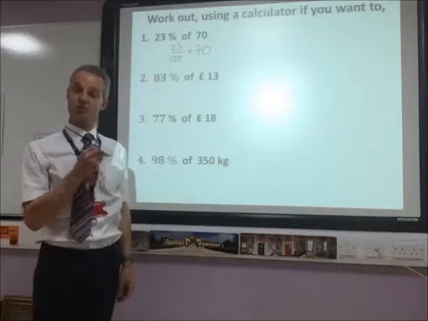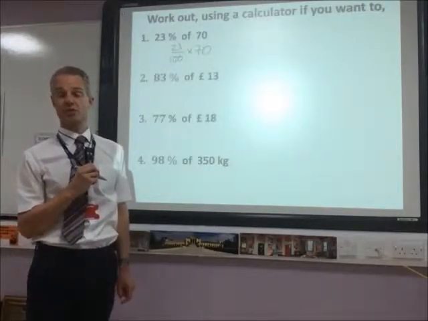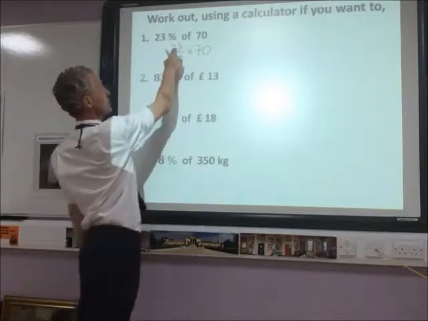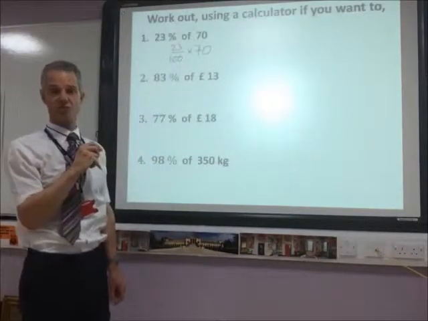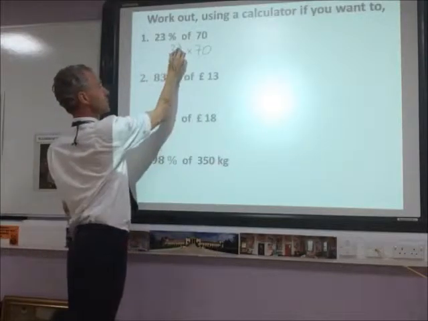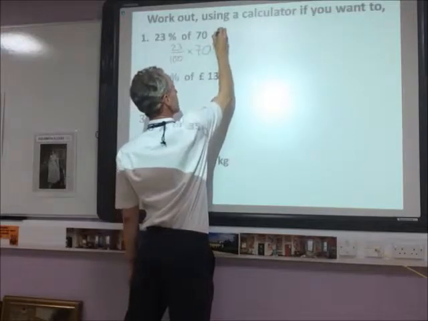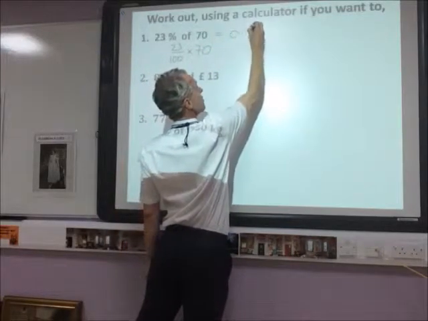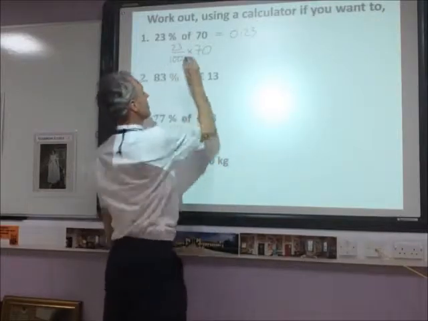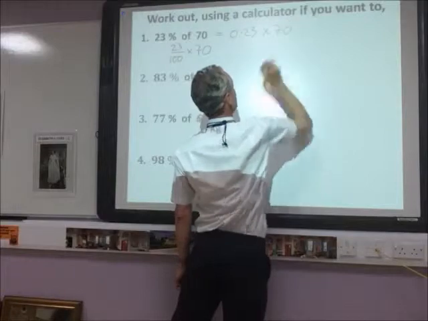The other way of doing it, which is the one I'm going to use for all of these, is to change the 23% into a decimal instead. So we know that 23% is the same as 23 over 100. So if I divide 23 by 100, that's the same as moving the decimal place 2 points to the left. So I'm going to rewrite the question this time as, instead of 23%, 0.23. Instead of of, I'm going to put times, and I'm going to write in my 70.